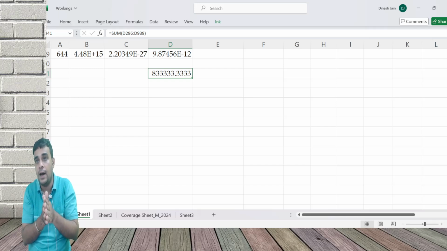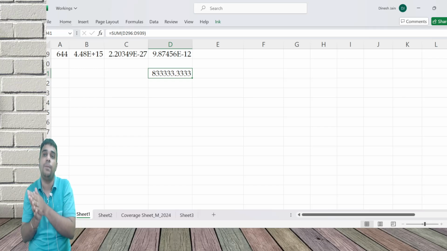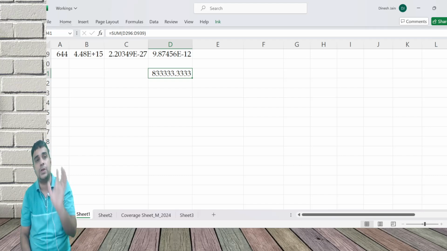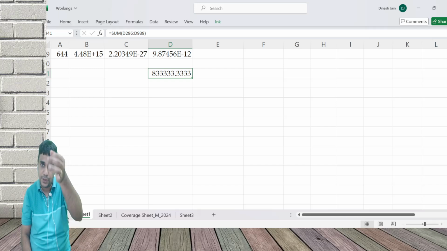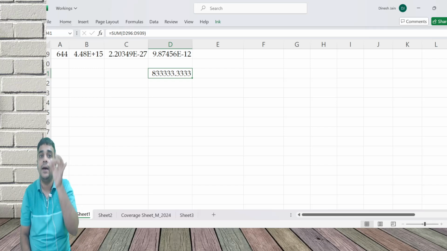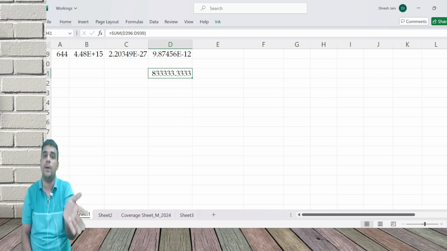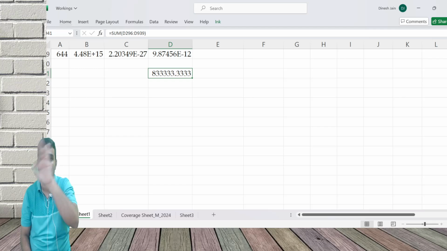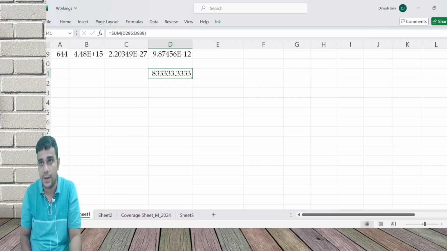I want a higher deposit. That's called growing perpetuity. For a growing perpetuity, the formula says perpetuity amount divided by rate of interest minus growth rate. Even for the normal perpetuity, it's minus growth only, where growth is zero. It's a single formula only: rate of interest minus growth rate.